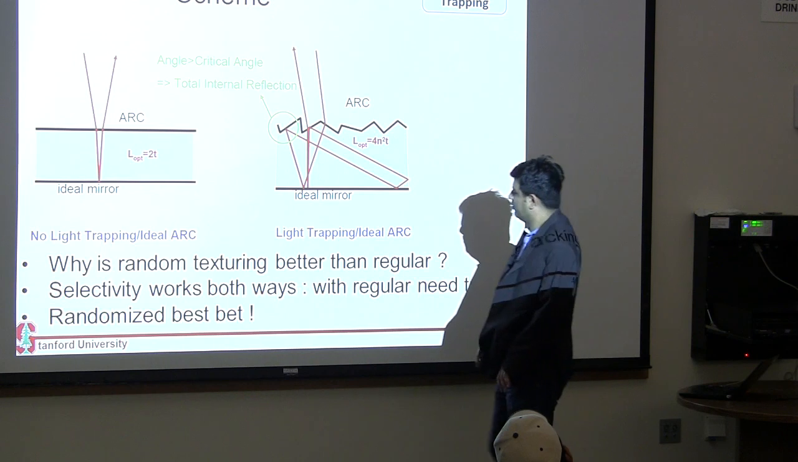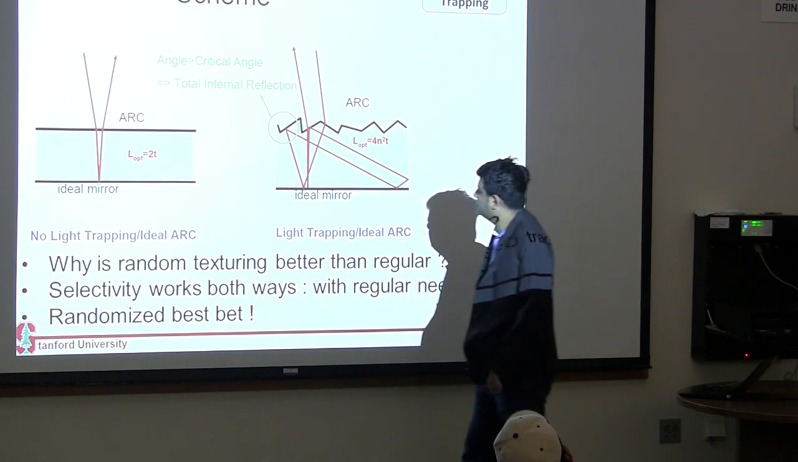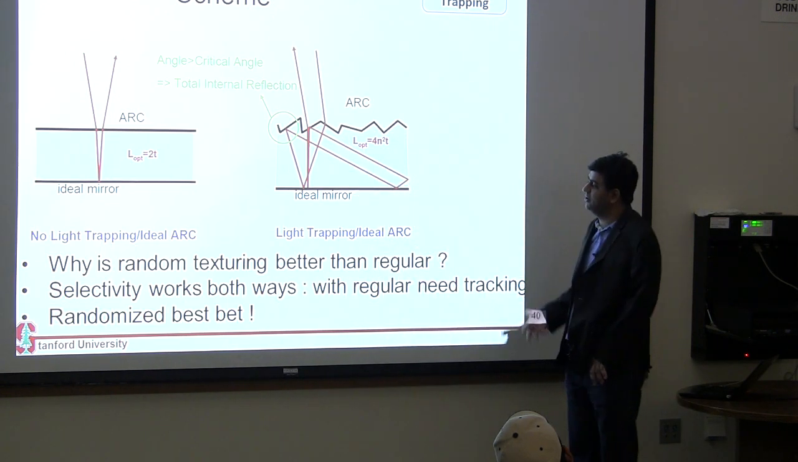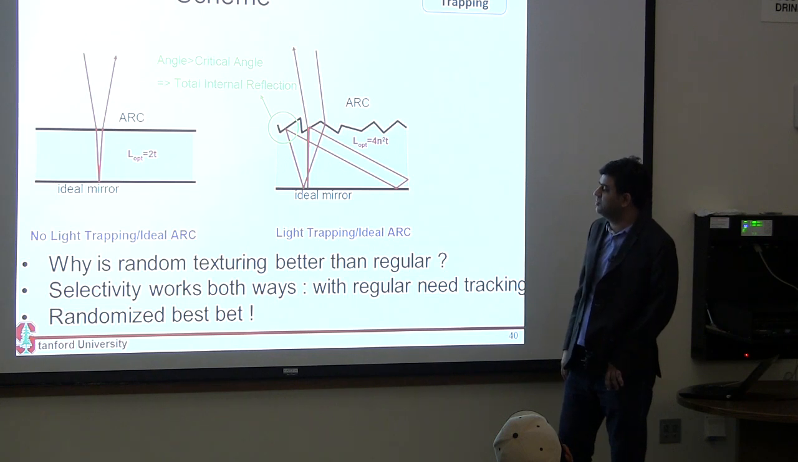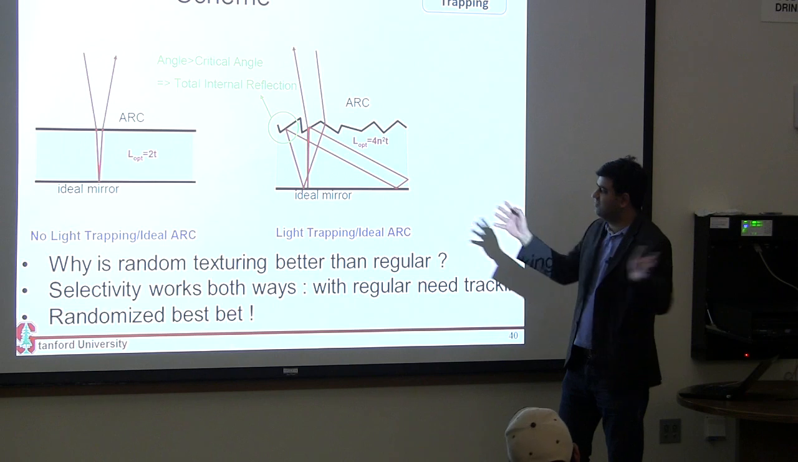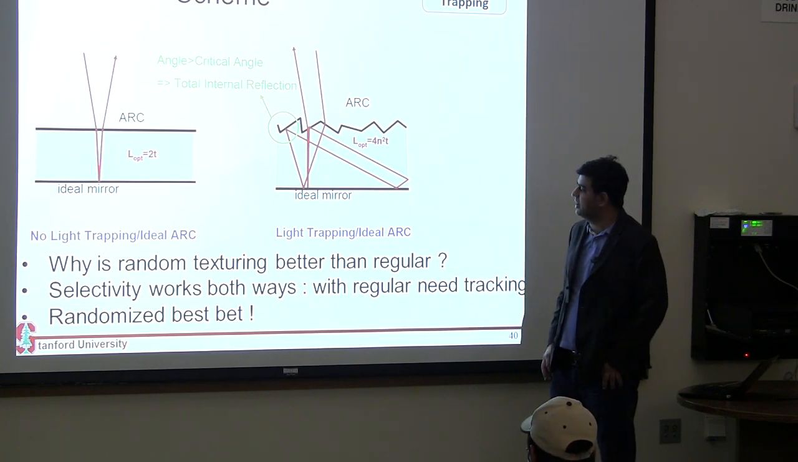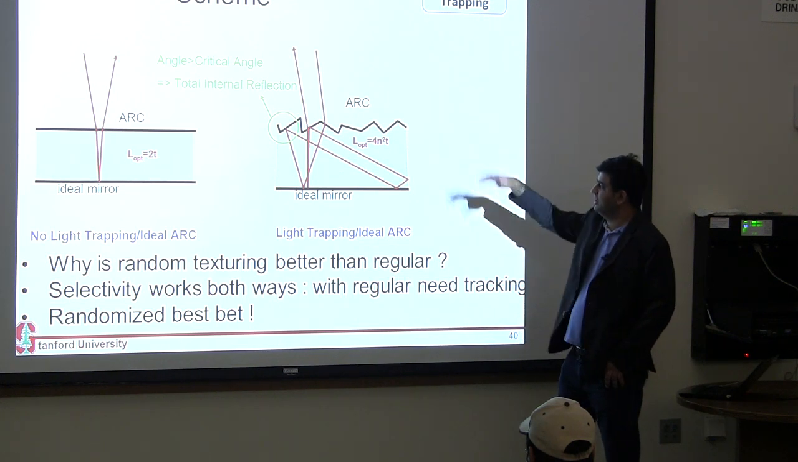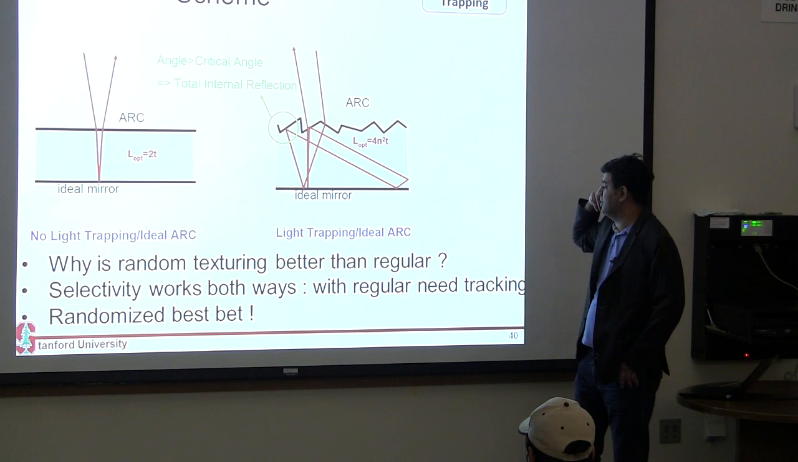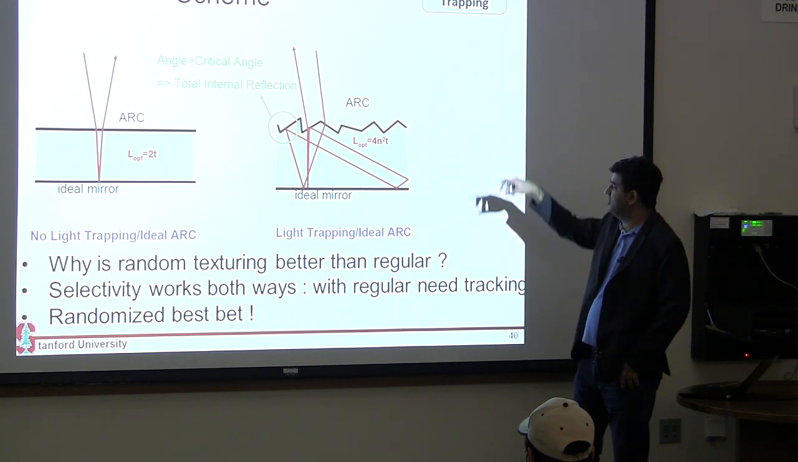And so the question is, why do people say random texturing is better? I know so many ways of making regular patterns. I can do a self-assembly and, at a very low cost, make a very regular array of dots. Why not do that as compared to making this random pattern? And the reason for that is selectivity for your incoming light.